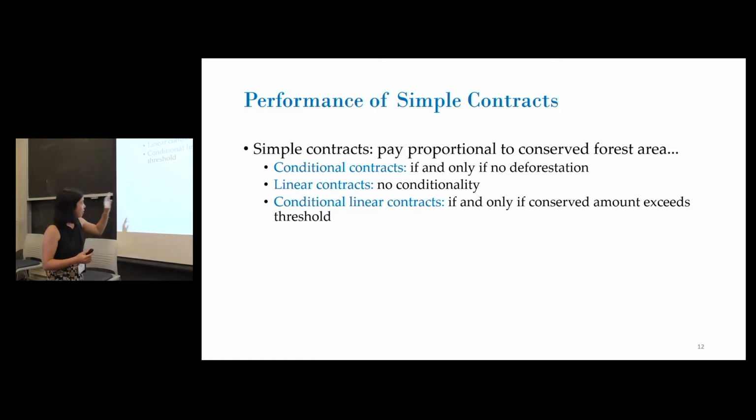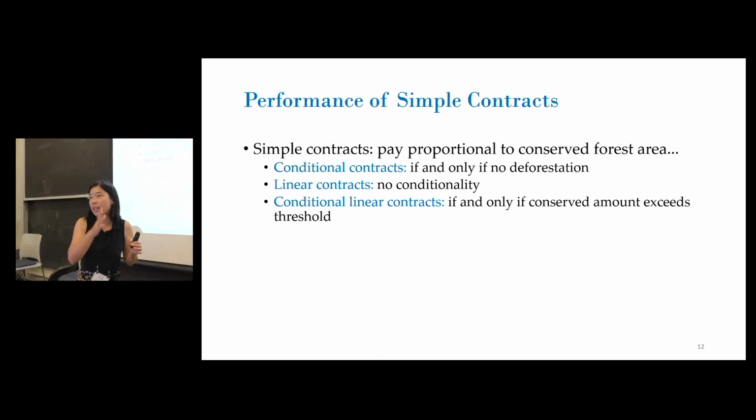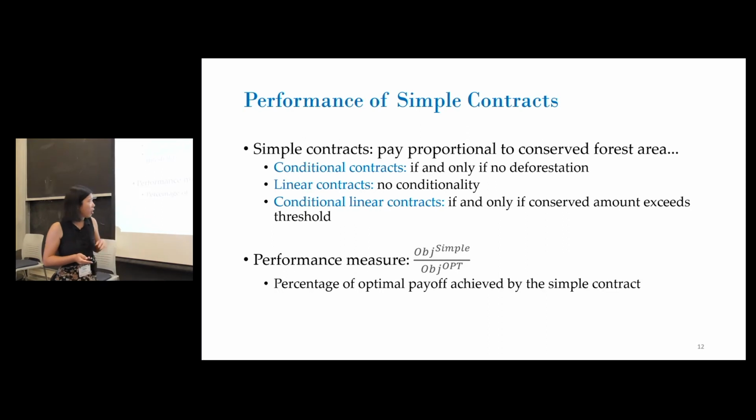And then there's a third set of contracts that interpolate between those, saying that I'm going to pay you linearly in your conservation amount if that conservation amount exceeds some threshold. Right? So if you conserve at least 80%, anywhere from 80 to 100%, I'll pay you proportionally to how much you conserved. And our measure for all of these contracts will be the percentage of the payoff from the optimal contract, which I showed you on the previous slide, that this particular contract can achieve.